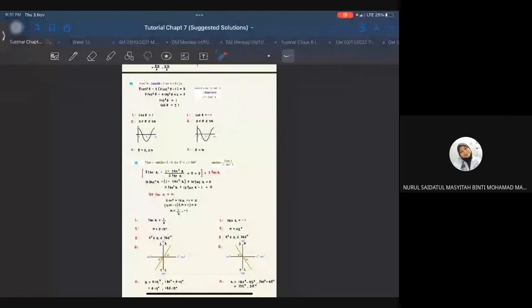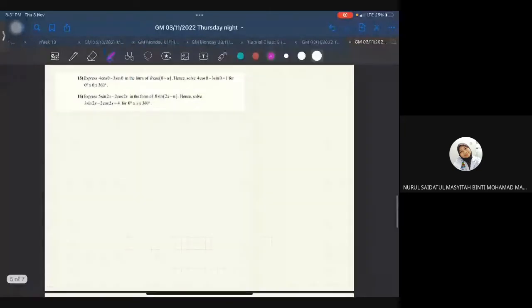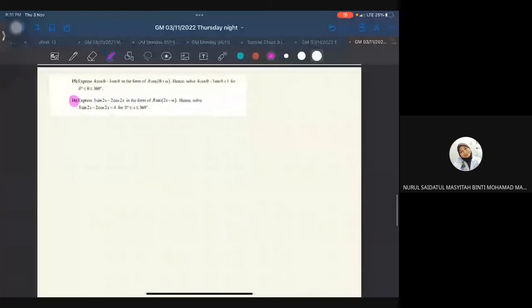Okay, so jom. Saya tunjuk nombor 16. Okay, so number 16, soalan kata dekat situ, express 5 sin 2x minus 2 cos 2x in the form of R sin (2x minus alpha). Hence, you need to solve that equation.